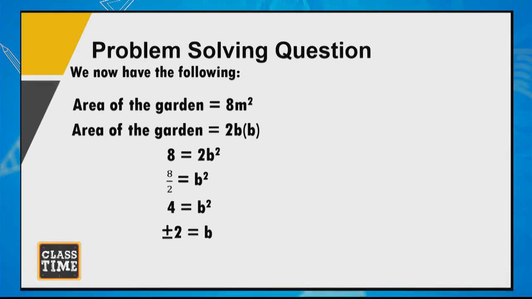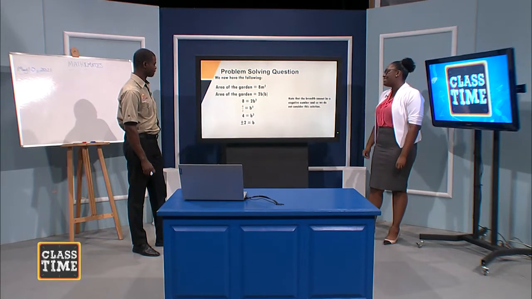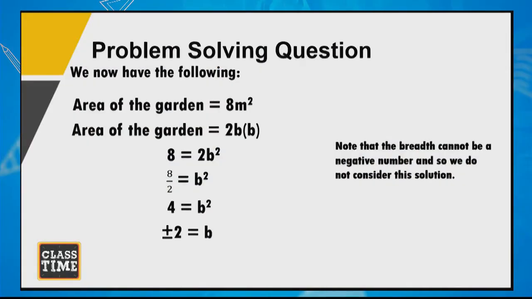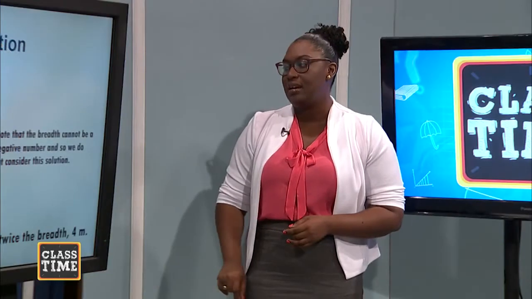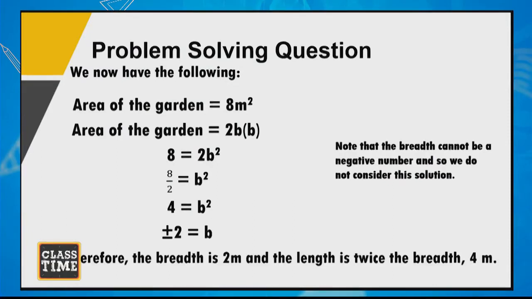Now, we're dealing with the dimensions of a garden. Can we have negative dimensions? A question for you guys at home. Can we have the dimensions be negative? Is that possible? That's a good question. So, please note that the breadth cannot be negative, and so we do not consider that solution. So when we're dealing with measurements, we don't consider the negative values. So in this case, b, or breadth, is simply 2 meters, and the length, which is twice the breadth, is in turn 4 meters.